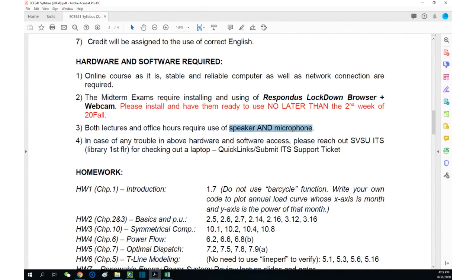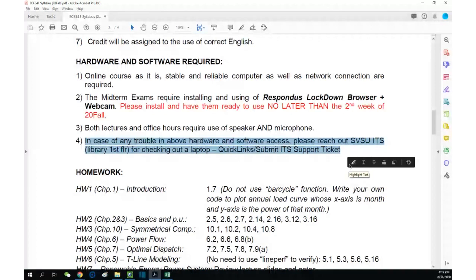And if any trouble, remember our ITS available from the library. Check out a new laptop, check out some equipment. They even helped one of my students to install the lockdown browser, etc. So I'm assuming they could do the same thing for you if you have any trouble like this.